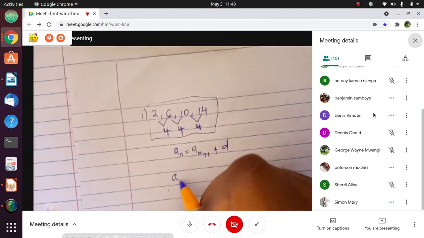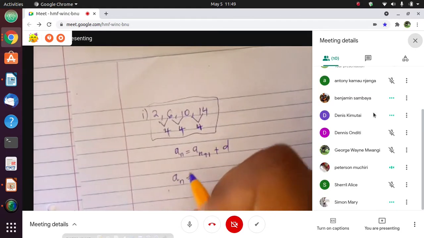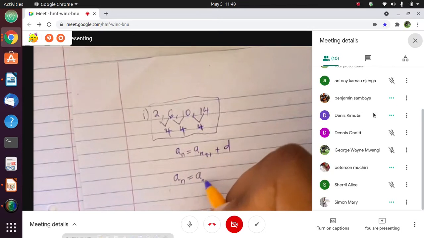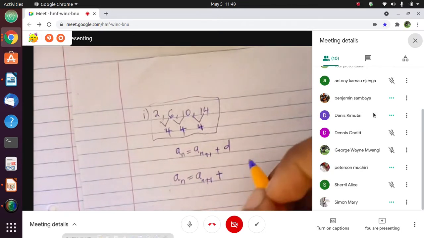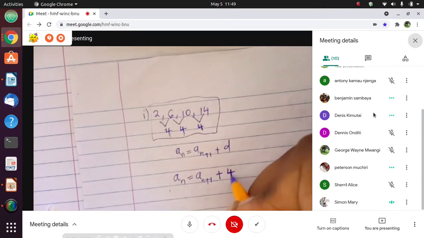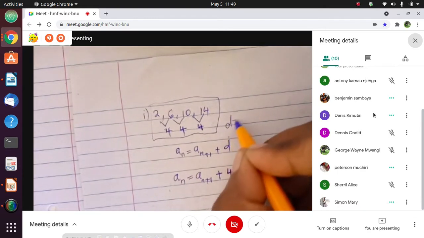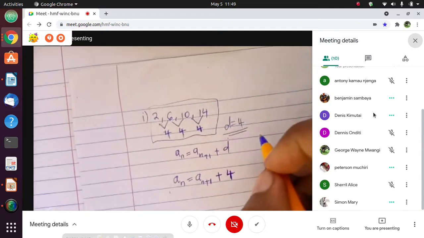An is equal to an plus 1 plus 4. No, D is 4. The common difference is 4. Are we together?